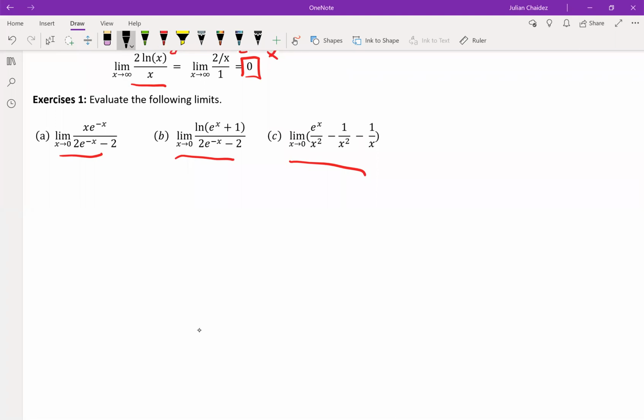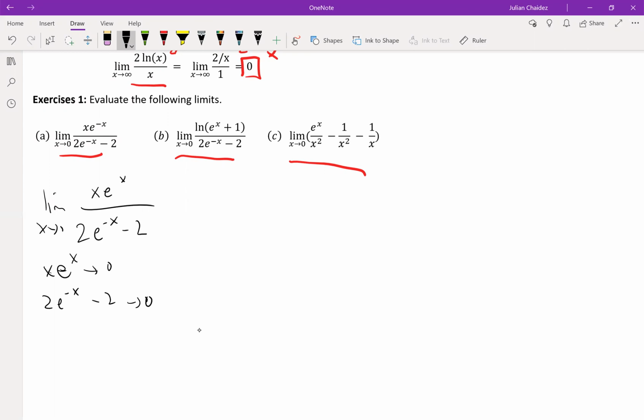So I want to find the limit as x goes to 0 of x e to the x over 2 e to the negative x minus 2. I see that x times e to the x goes to 0 as x goes to 0, and 2 times e to the negative x minus 2 also goes to 0.